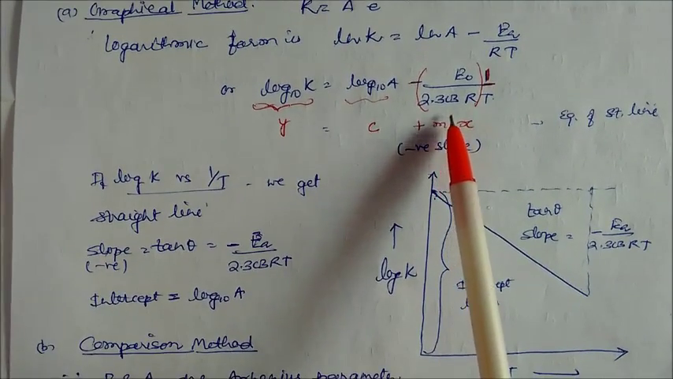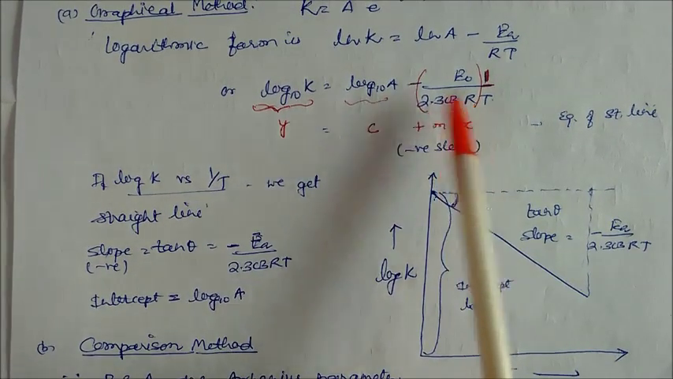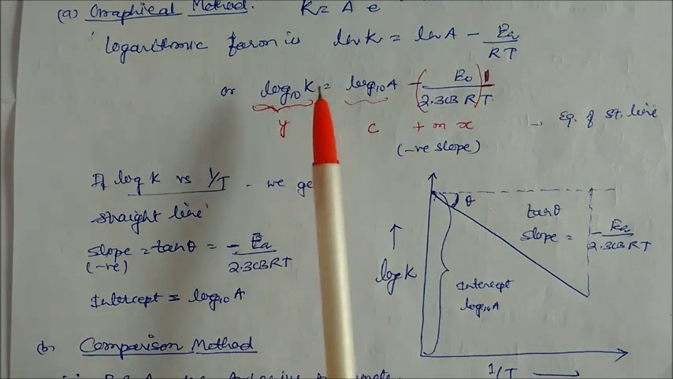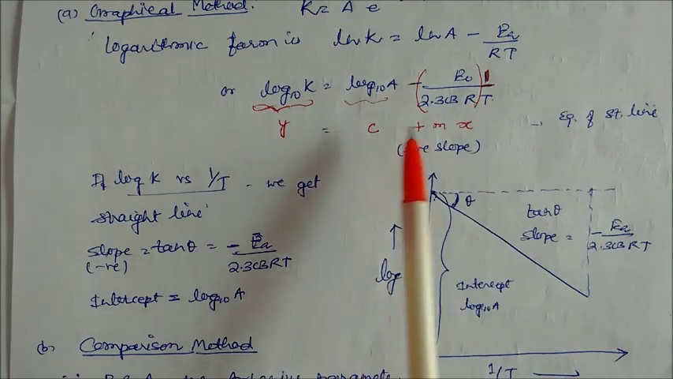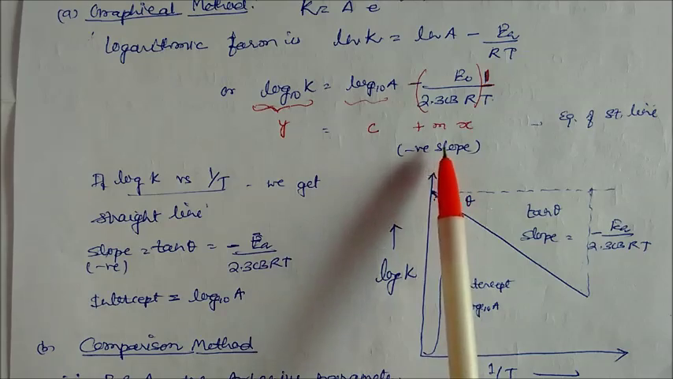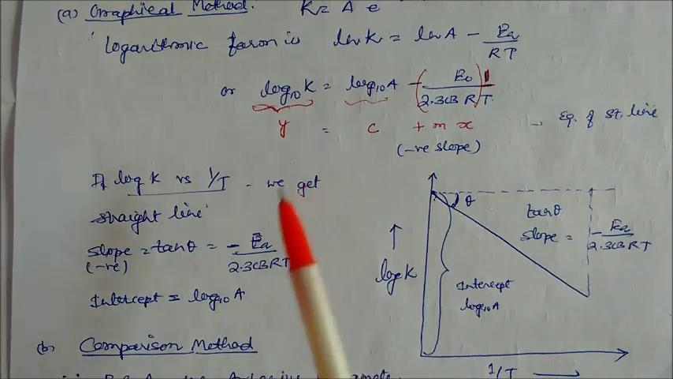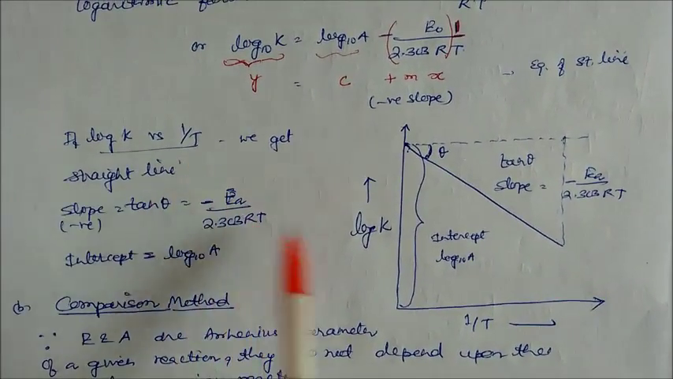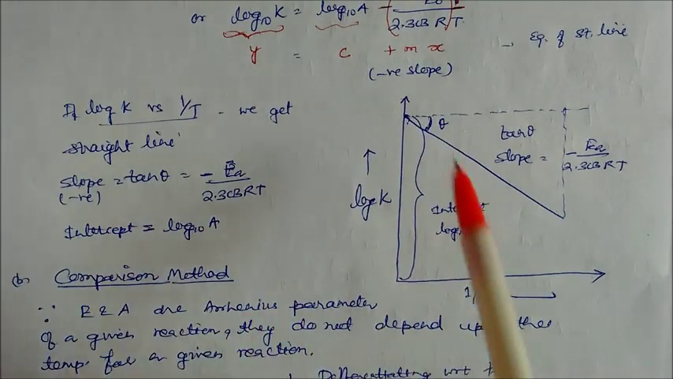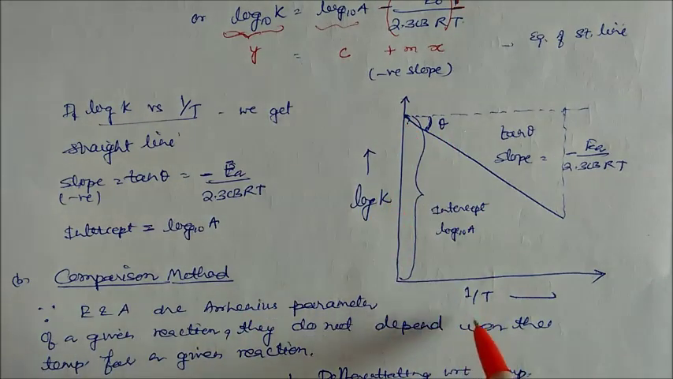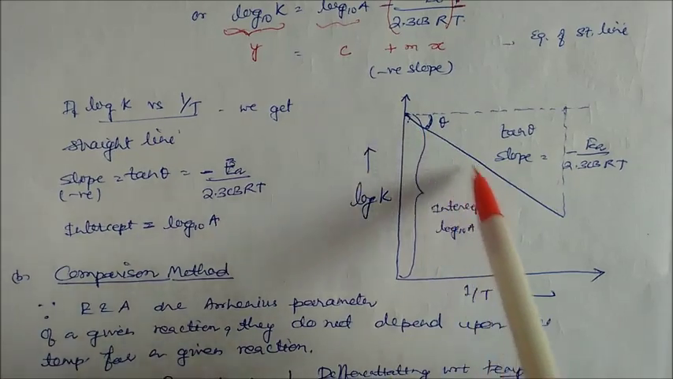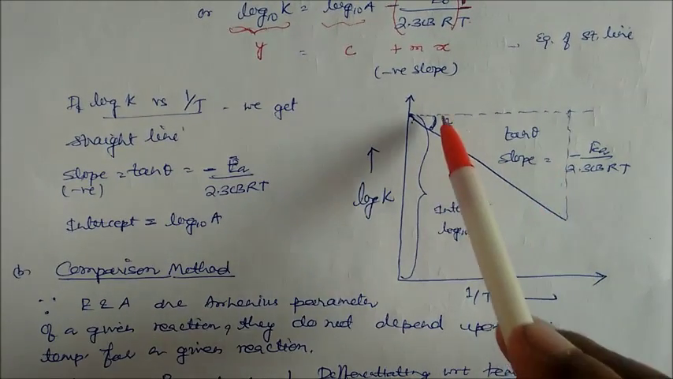This is nothing but the M. Next, Mx. So this is the equation of a straight line, y equals mx plus c, with negative slope. If you plot the graph of natural log k versus 1 by T, we will get a straight line. You can see this graph is natural log of k versus 1 by T. So we are getting this straight line with negative slope. This is the theta.